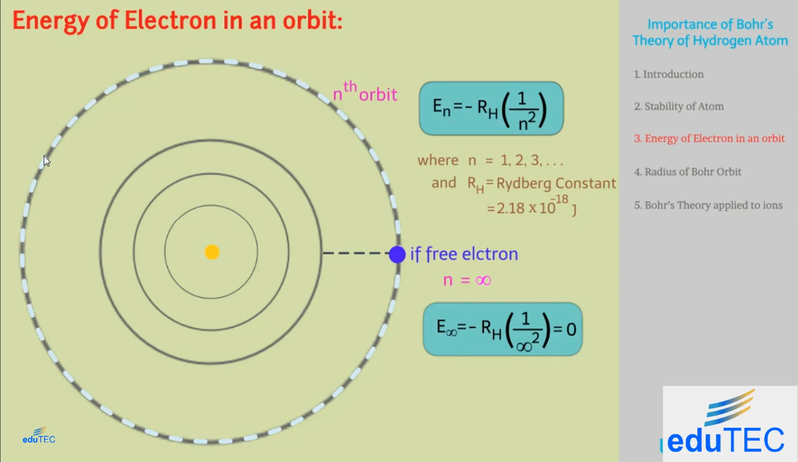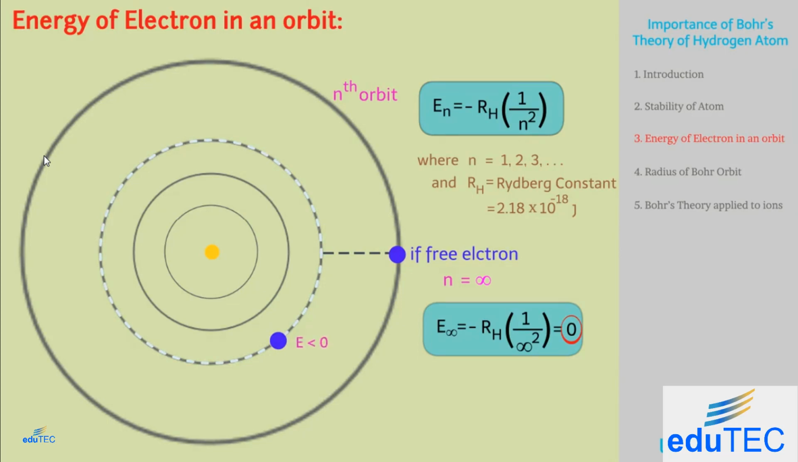But the energy of free electron is considered to have maximum value. So the energy of electrons present in orbits near nucleus must be less than 0. That is, n is less than infinity and E is less than 0. That's why the sign of energy is negative, to indicate energy lower than 0, that is the maximum value.